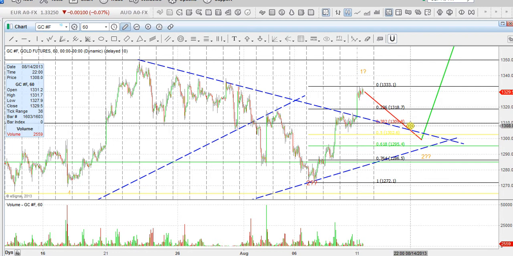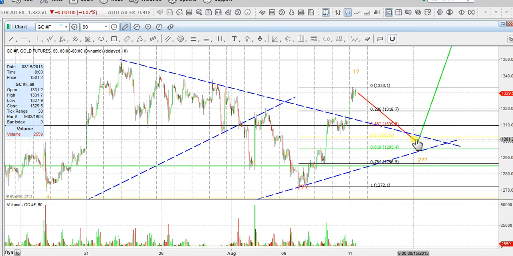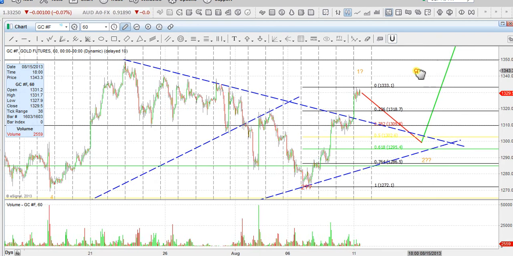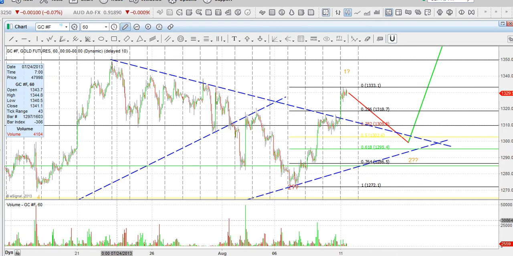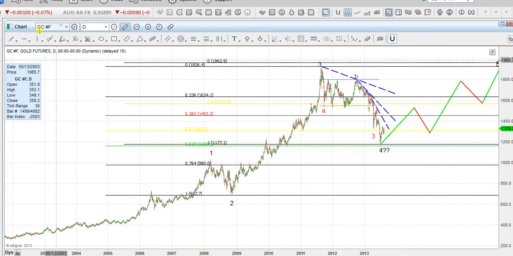So you could definitely look to just keep entering positions as they hit the fib levels and look for this pair to go higher. But we're definitely anticipating this commodity will push higher from this point.